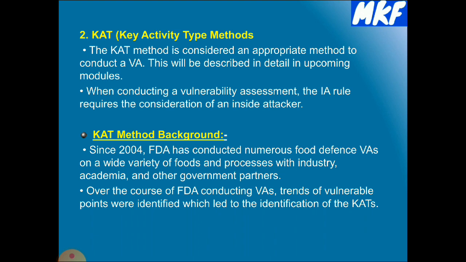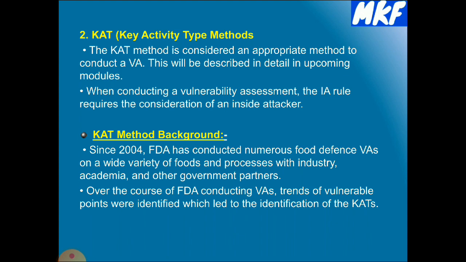In this method, we will brief about the key activity type method, the KAT method background. Since 2004, FDA has conducted vulnerability assessments and identified mitigation strategies to protect the food system from acts of intentional adulteration under the direction of Homeland Security. Since 2004, FDA has conducted numerous food defense vulnerability assessments on a wide variety of foods and processes with industry, academics, and other government partners.